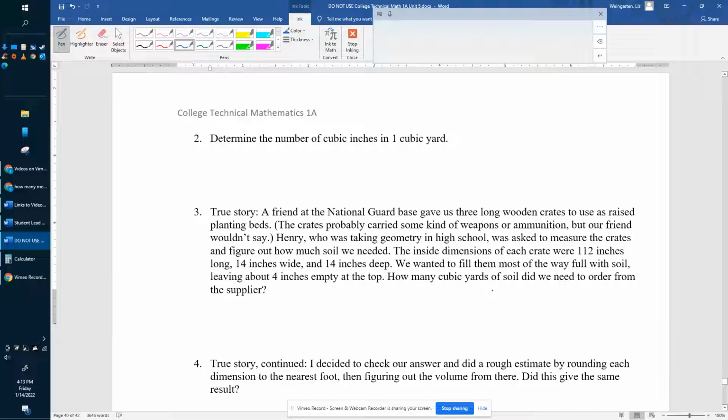Determine the number of cubic inches in 1 cubic yard. All right, let's try this out. So 1 yard cubed over 1 times, we need yards on the bottom. If you happen to know how many feet or inches are in a yard, you can use that. I'm going to convert to feet first.